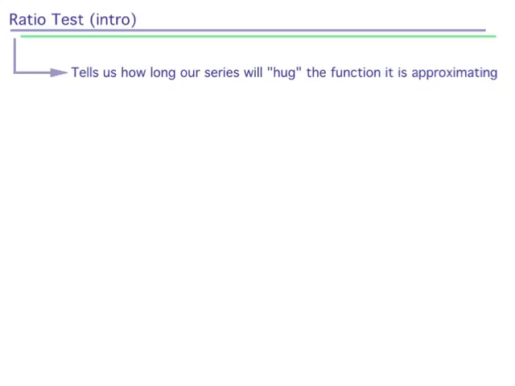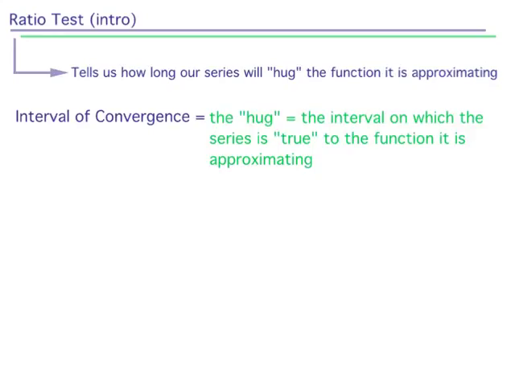Well, let's get some terminology on this first. Let's talk about the interval of convergence. The interval of convergence is what I've been calling the hug. It's how long the series approximation is true to the function, or the interval on which the series is true to the function it is approximating. So we saw for sine x, it seemed like that hug went on forever, from negative infinity to infinity. For cosine x, the same thing. But for 1 over 1 minus x, that geometric series, it seemed like it was a short hug, that it only seemed like it was happening from about negative 1 to 1.